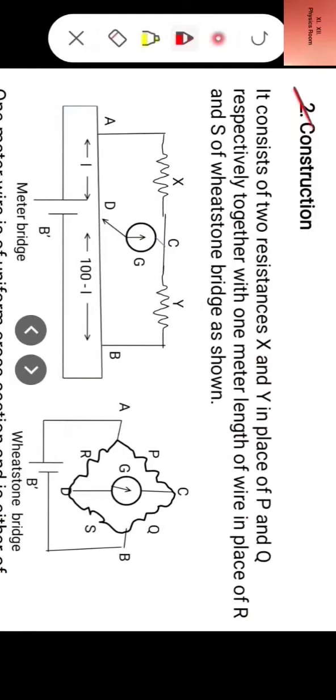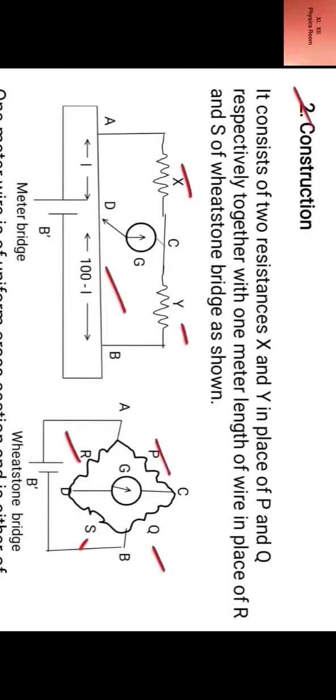2. Construction of meter bridge. It consists of two resistances X and Y in place of P and Q respectively, together with 1 meter length of wire in place of R and S of the Wheatstone bridge as shown in the diagram.